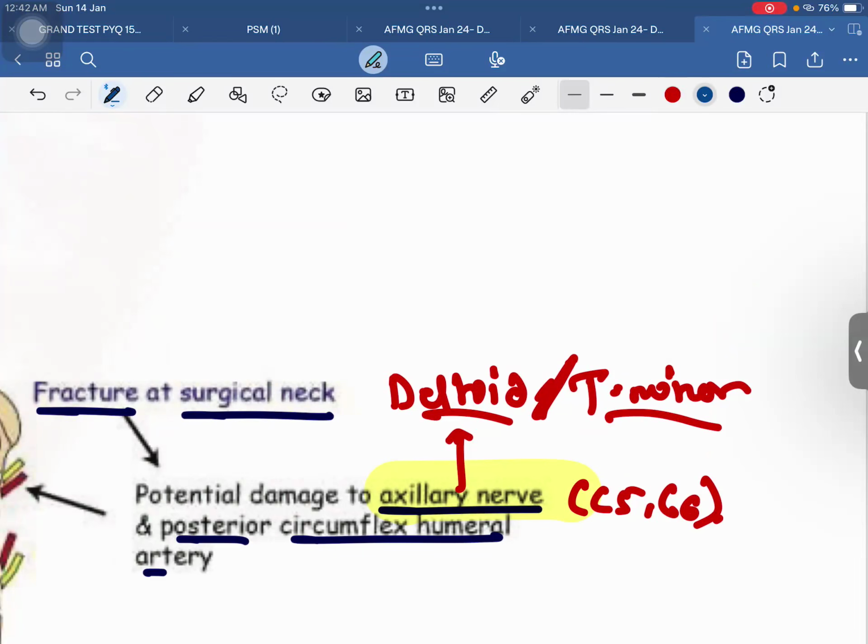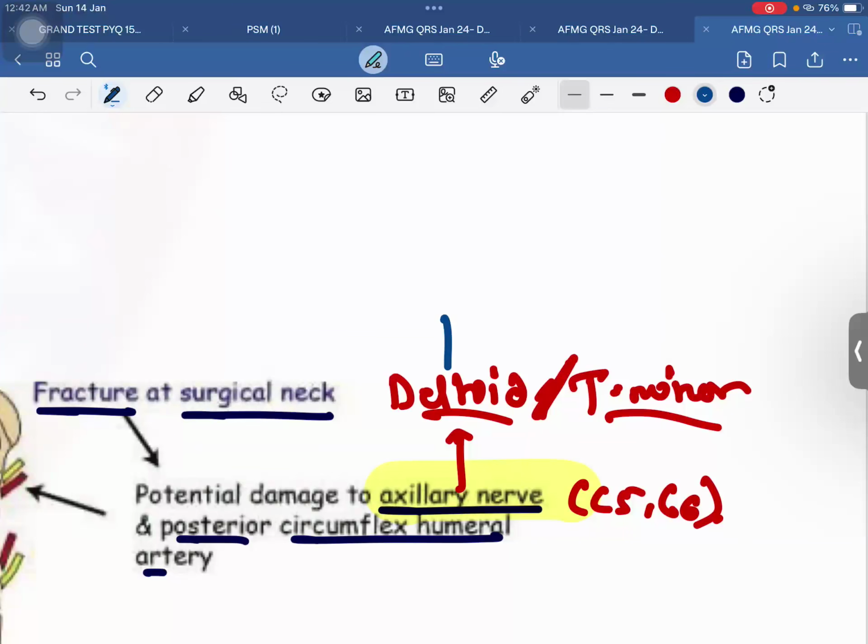So the abduction of your arm, beta, when you move the arm away from your body, that is abduction. 0 to 15 degrees of abduction is done by the supraspinatus muscle, beta. 15 to 90 degrees is done by the deltoid muscle.